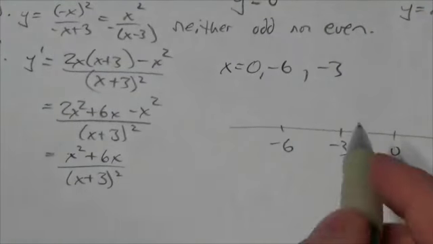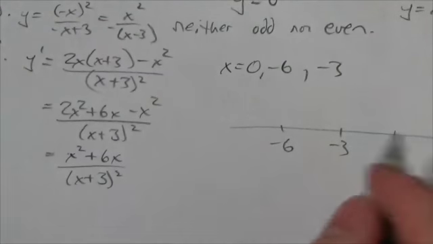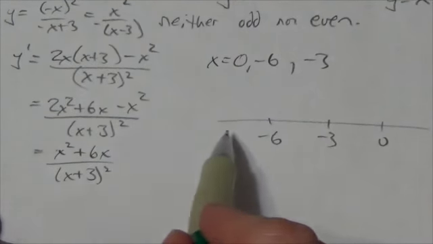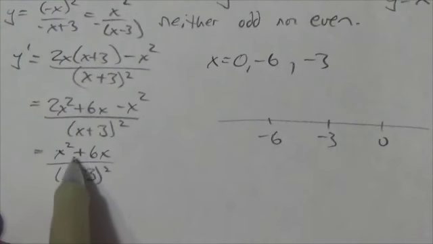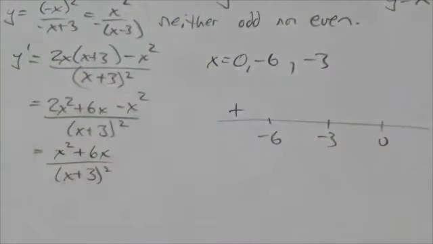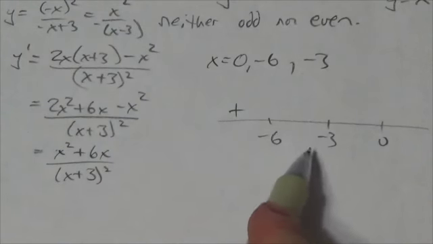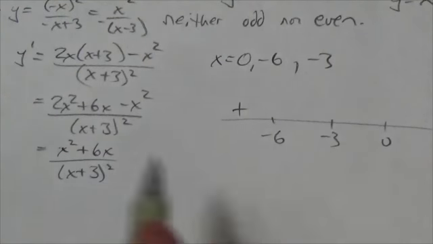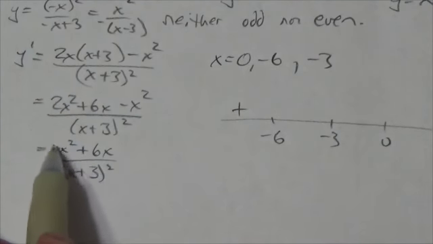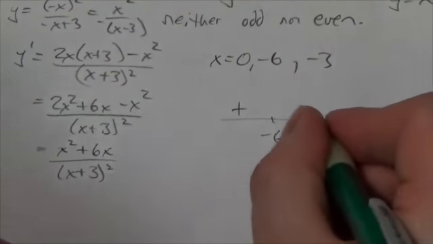So we're going to just determine the intervals here. If I plug in a number less than negative 6, let's say negative 10, that'll become 100 minus 60, so it'll become positive 40, and then the denominator is always positive, so this will become positive. So it's increasing there. Between negative 6 and negative 3, pick like negative 5. Again, the denominator stays positive, but at negative 5, this will become 25 minus 30, so that'll be negative.